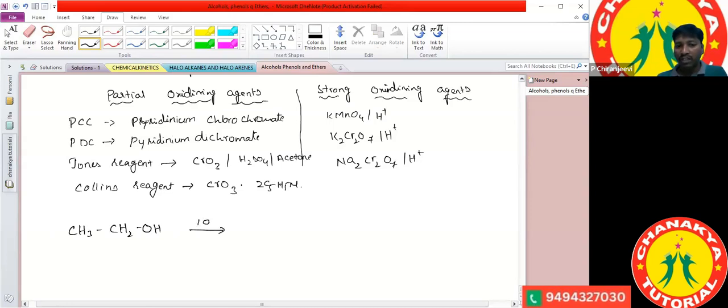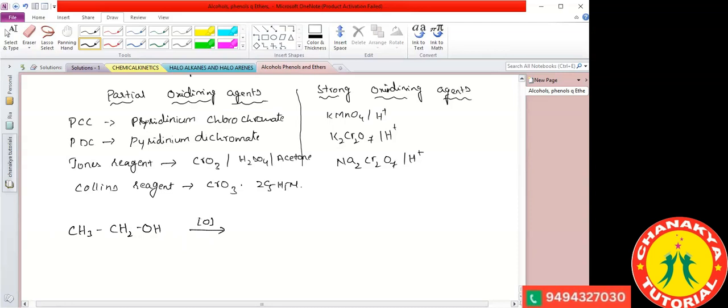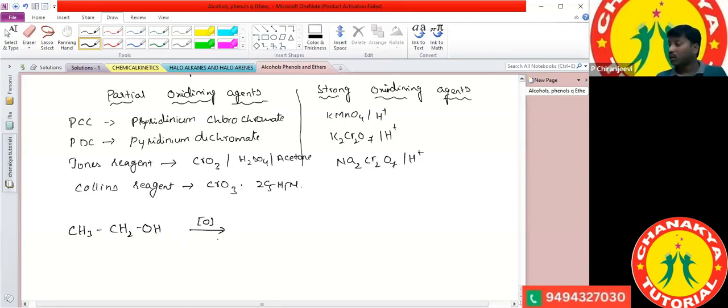CH2OH. So we are adding only one oxygen. Now, is an aldehyde formed? Yes, it is converted into the aldehyde. That means we are removing these two hydrogens. If you remove these two hydrogens, you write the product as CH3-CHO, and the byproduct is H2O. So removal of hydrogen we can also call an oxidation reaction.